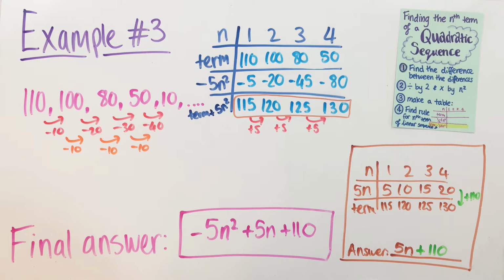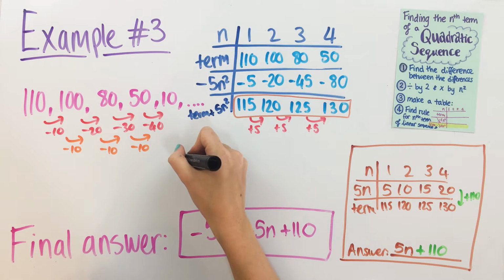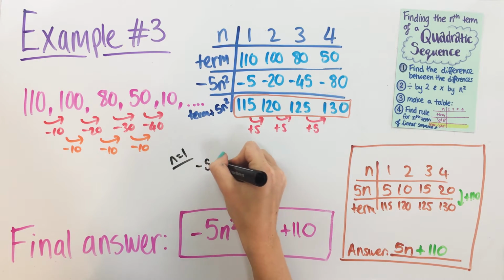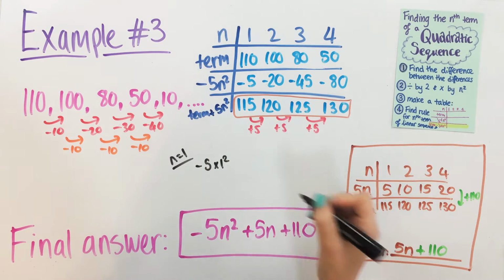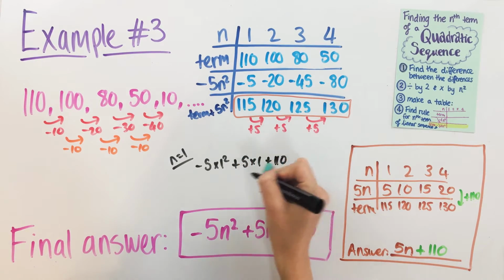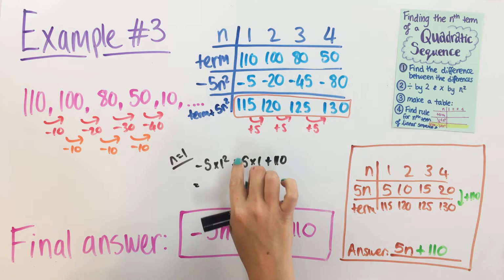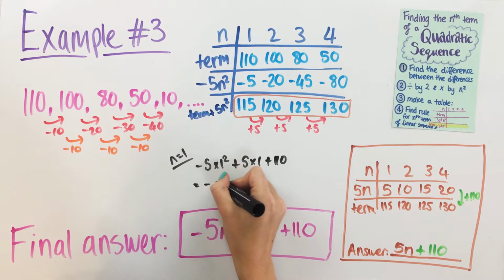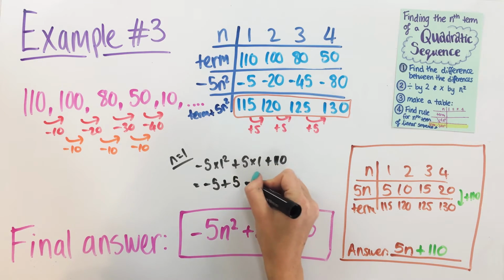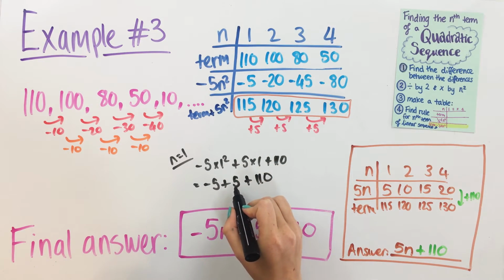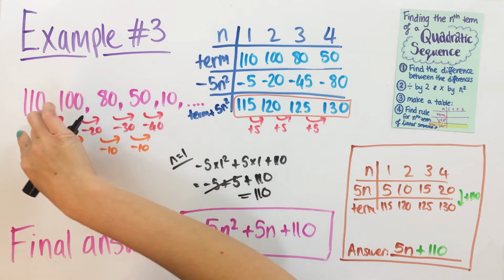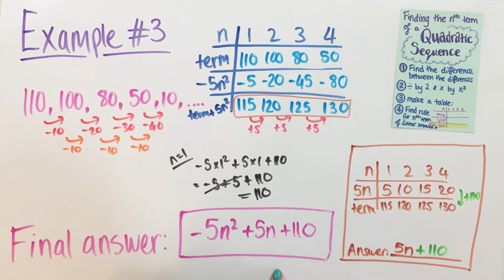Once again, let's do a check. So let's try when n equals 1. So when n equals 1, we're going to have minus 5 times 1 squared plus 5 times 1 plus 110. So that's going to be minus 5 times 1 squared is 1, so that's just minus 5, plus 5 times 1, just 5, so minus 5 plus 5 plus 110. Minus 5 and the plus 5 cancel out, so we're just left with 110, which we can see is correct. So we can be confident that we've got the right answer.